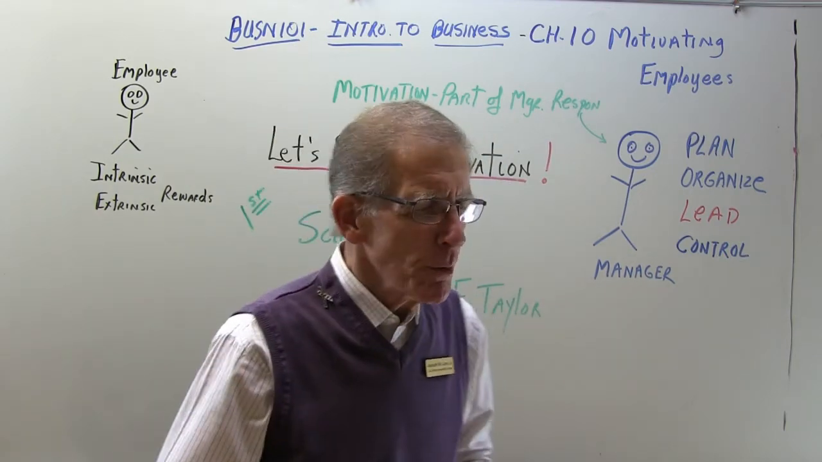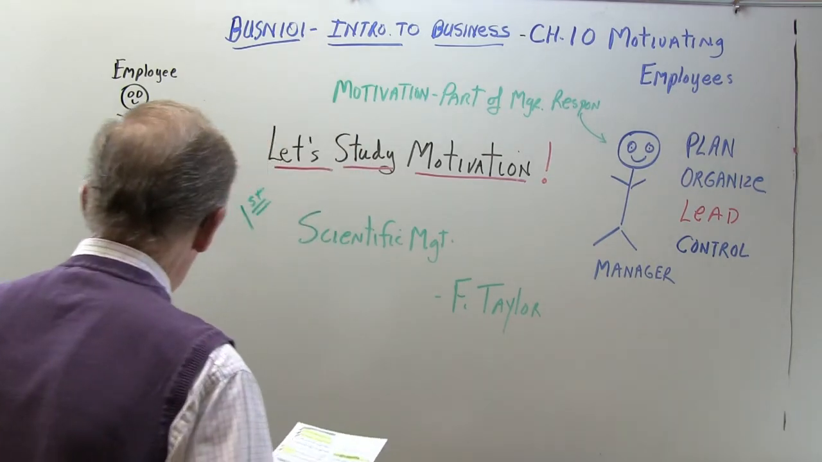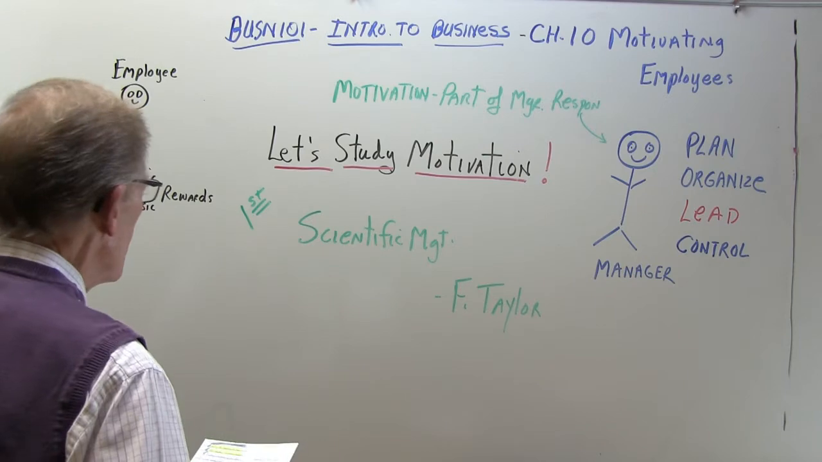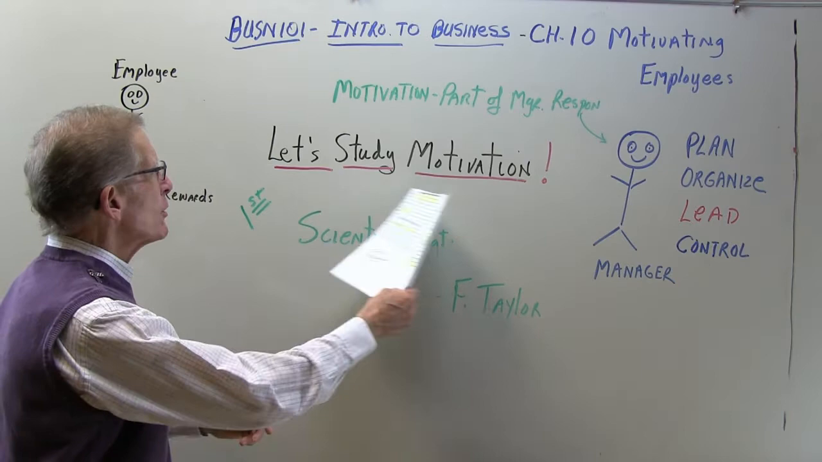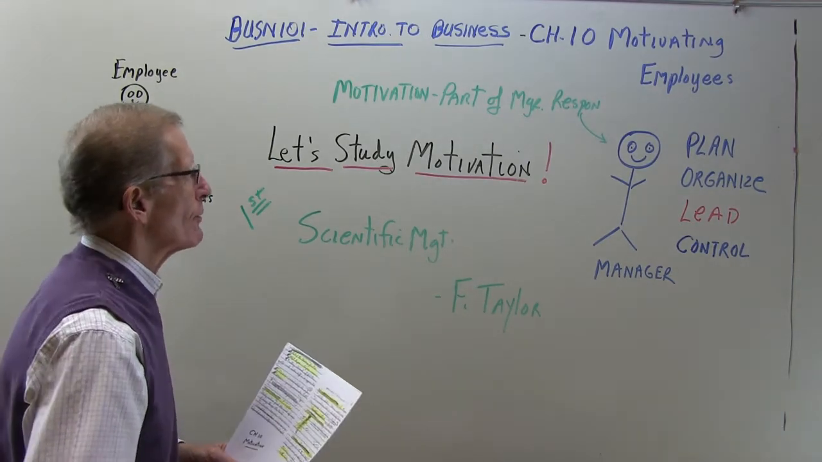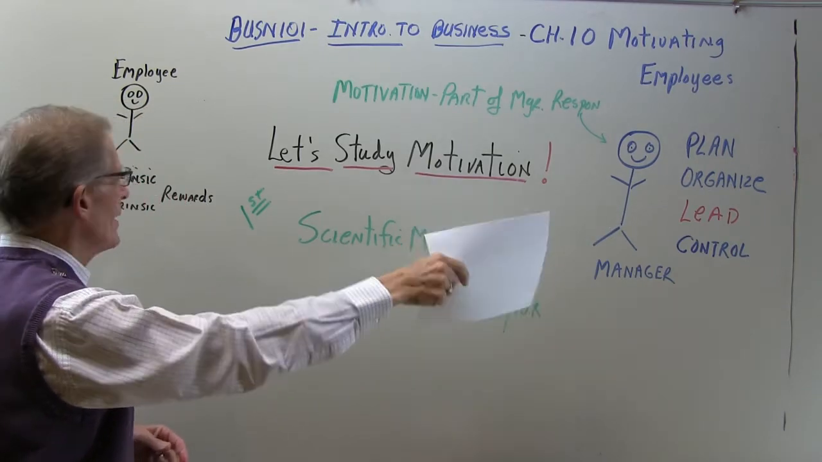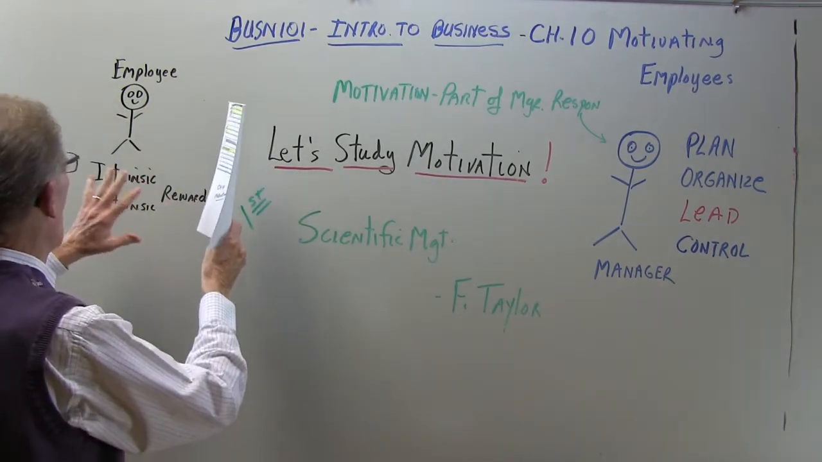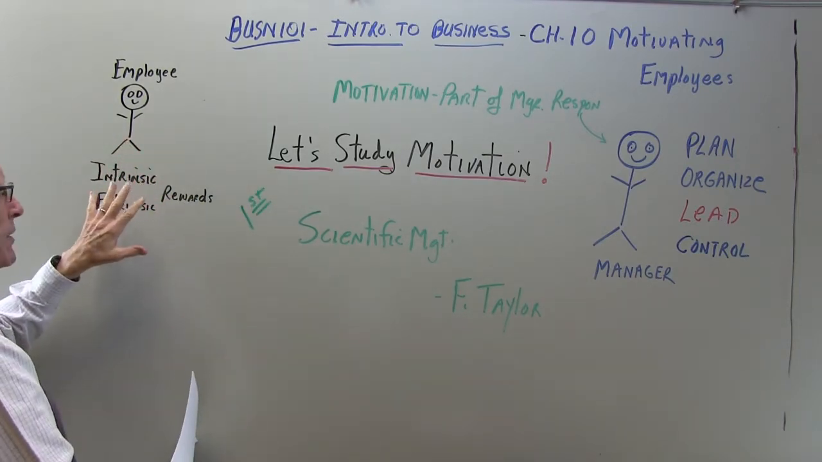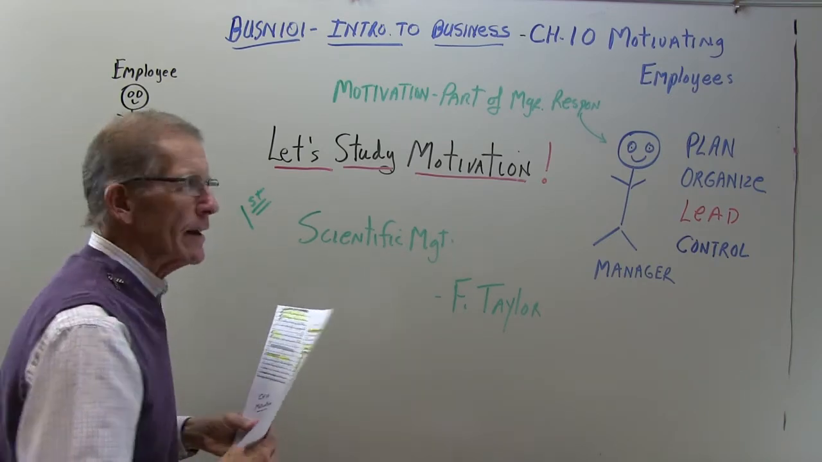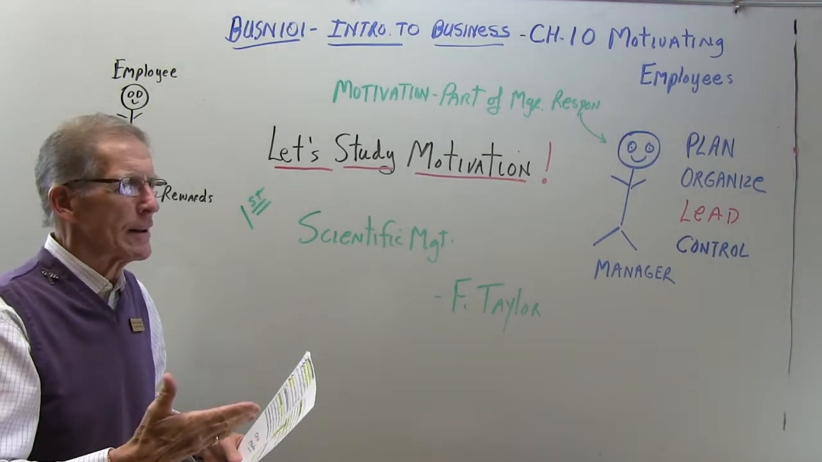All right, let's do this chapter. What our author does is he talks about some things that we should know to help us understand motivation. So I just threw up here, let's study motivation. Motivating employees: plan, organize, lead, control. Motivation is a part of leading. The employee, all of us as employees, managers and employees, non-managerial, intrinsic and extrinsic rewards. So let's look at some studies of motivation and how people are motivated and that sort of thing.